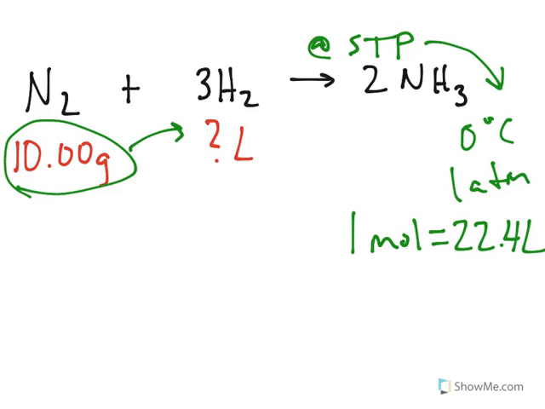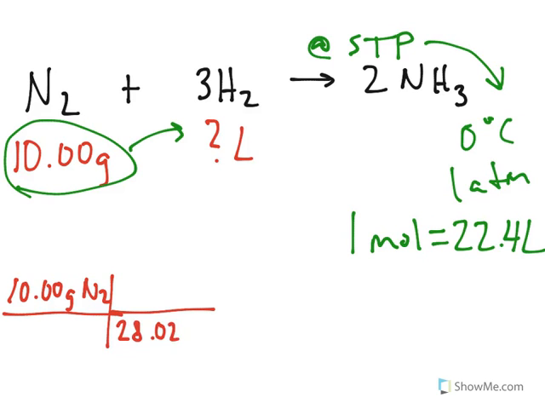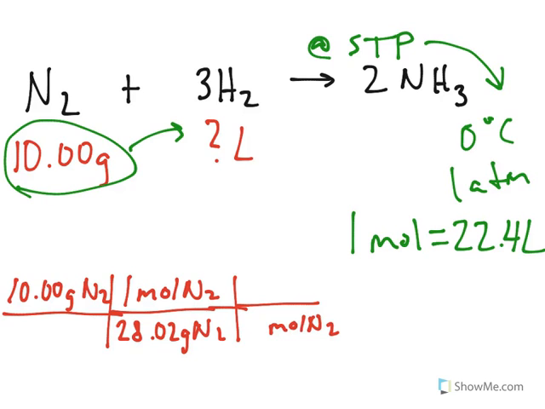So we'll just start with what we know. We know we have 10.00 grams of nitrogen. So to get rid of grams of nitrogen, again, divide by its molar mass, 28.02 grams of nitrogen in 1 mole of nitrogen. Again, the only way to switch between components of a reaction is to go through the mole. So we'll put mole of nitrogen on bottom, mole of hydrogen on top. For every 1 nitrogen, there are 3 hydrogens.